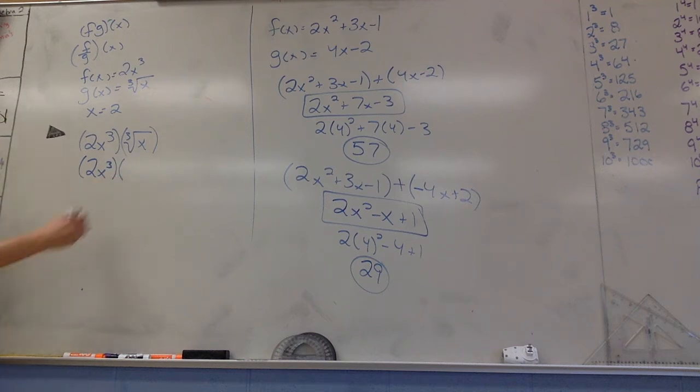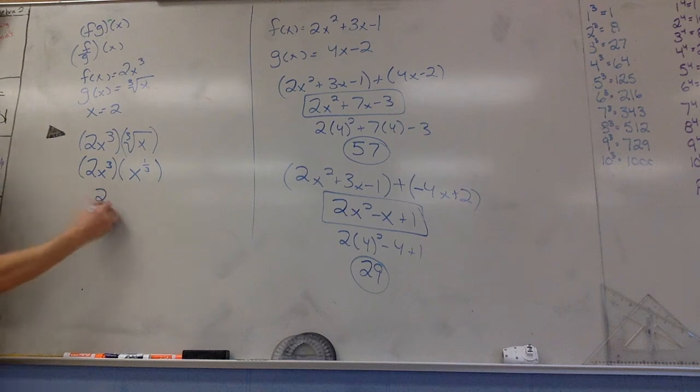Thank you. So what's my root here? What's my root? Oh, yeah, 3. What's my exponent? 1. So we have 1/3. So what I'm supposed to do here is add my exponents together. This gives me 2 times x to the 10/3. And then what am I supposed to plug in here?